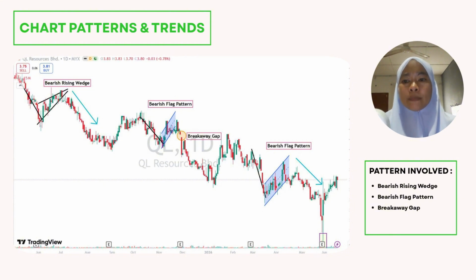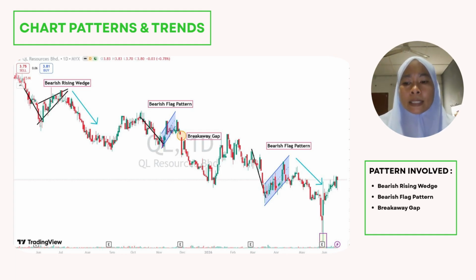This slide shows the main chart patterns identified in QA resources. The first pattern is the bearish rising wedge. This pattern indicates that the upward movement is weakening and is usually followed by a price decline. And the second pattern is the bearish flag pattern. This is a continuation pattern that suggests the stock is likely to continue its previous downtrend after a short consolidation.